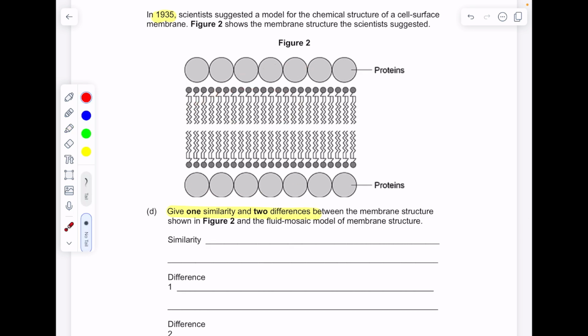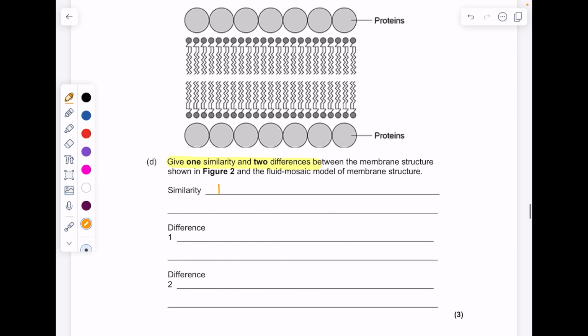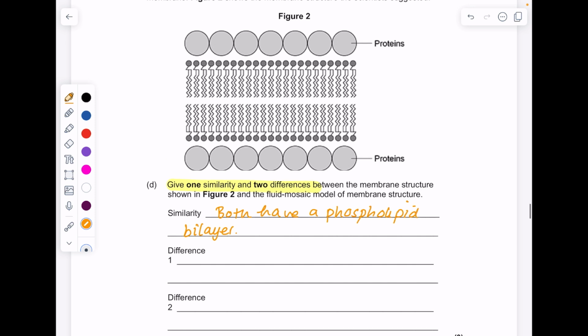So actually this phospholipid bilayer is obviously very, very similar. There's one layer, there's the second layer, hence bilayer. You've got your phosphate heads and your fatty acid tails. There's two of them. Remember, these are the hydrophobic ends, these are the hydrophilic ends. So in that way, they're very similar. I'm just going to say both have a phospholipid bilayer. You could have mentioned those things to do with the phosphates or the fatty acids.